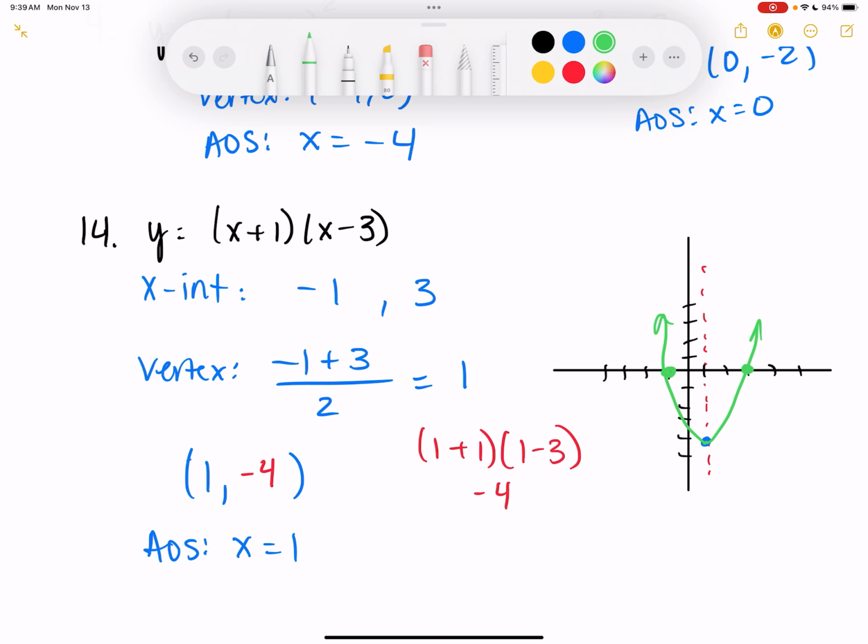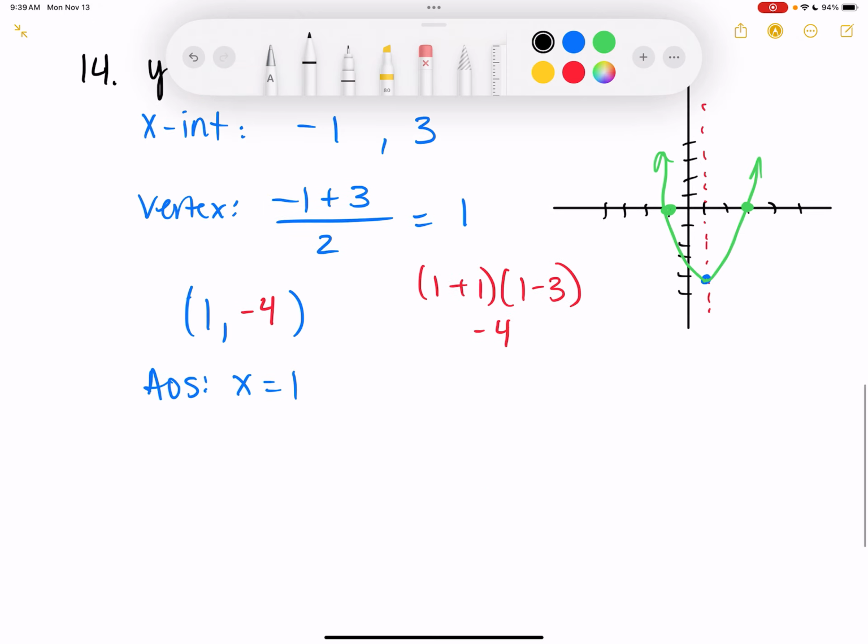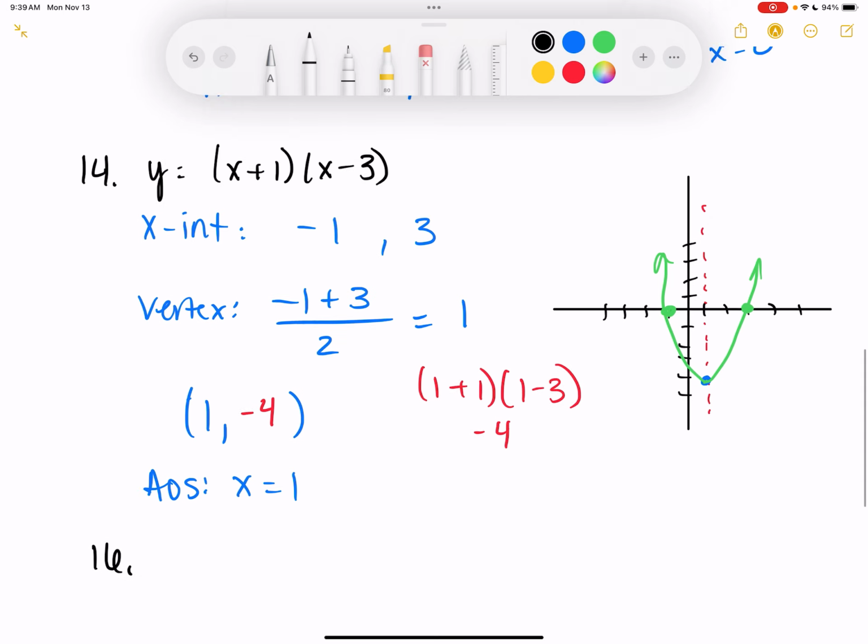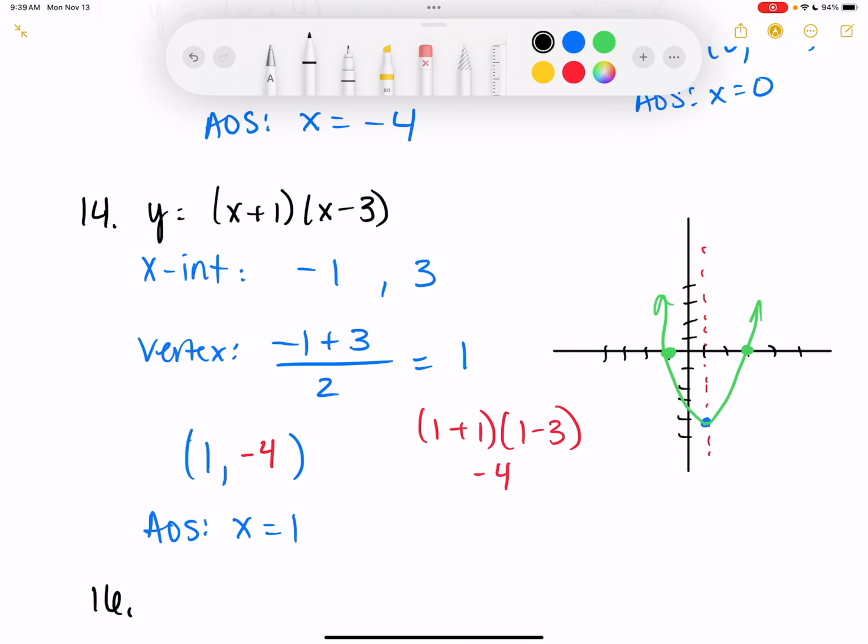Let's see, 16. And these will work the same way. Like if there was a negative out front, it would just make it flipped upside down. So for 16, I've got f of x is equal to 2 times (x minus 5) times (x minus 1).